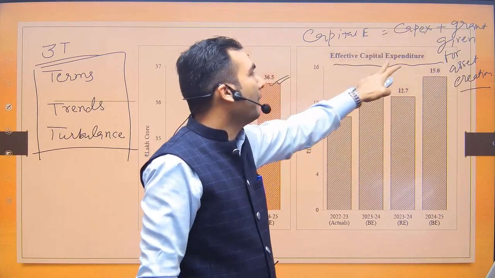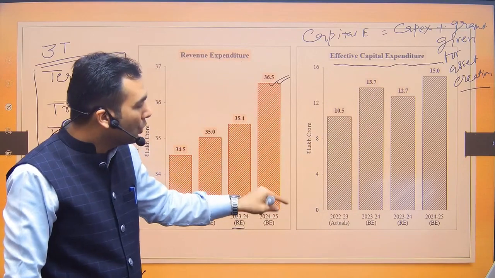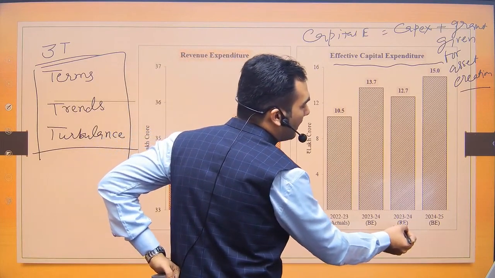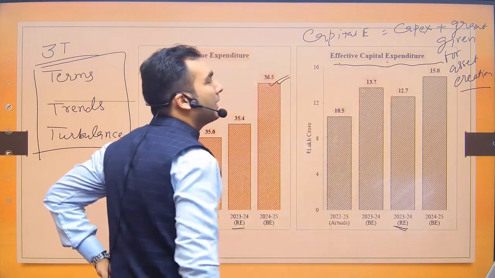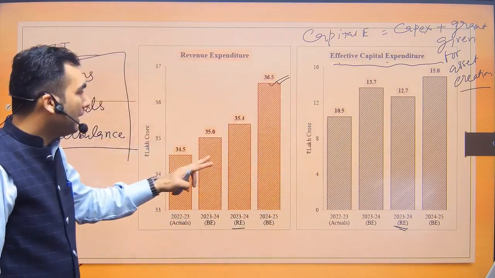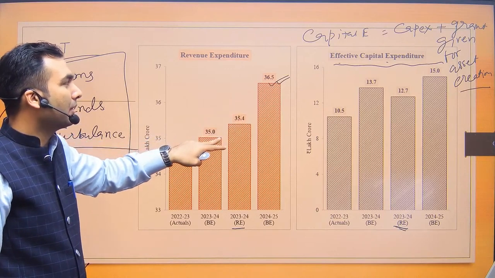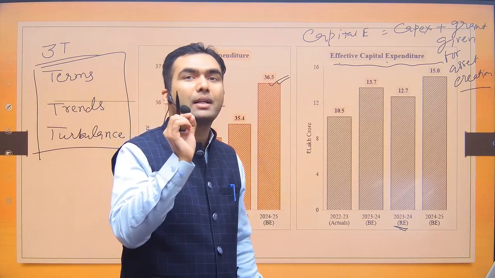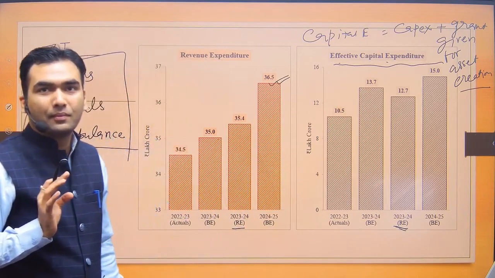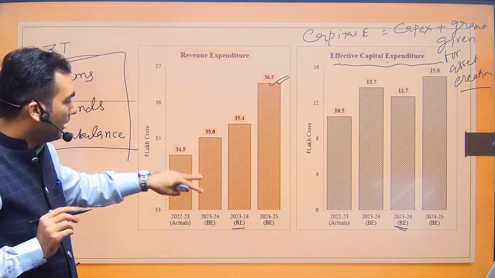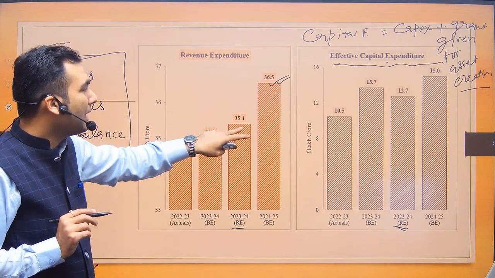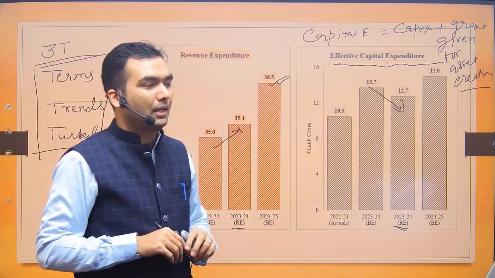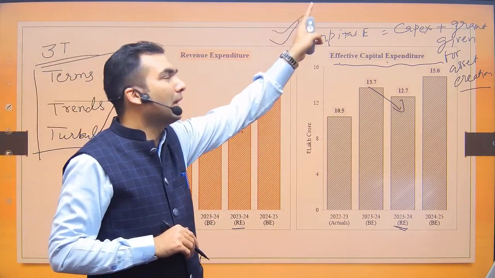So this is effective capital expenditure, and you can say that there is no consistent trend. Consistent trend in the sense that from the budget estimate to the revised estimate, effective capital expenditure has reduced. So the government has surpassed its revenue expenditure estimate, whereas it has missed its capital expenditure estimates. So the government has not done enough capital expenditure. Okay, this is the analysis that you should note: vis-a-vis last year's budget estimate, the government surpassed its revenue expenditure but was not able to meet its effective capital expenditure. More importantly, this definition is important, this can be asked.